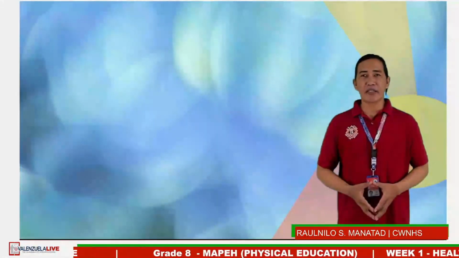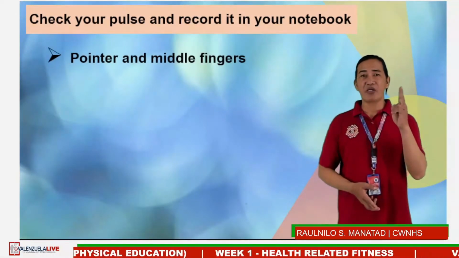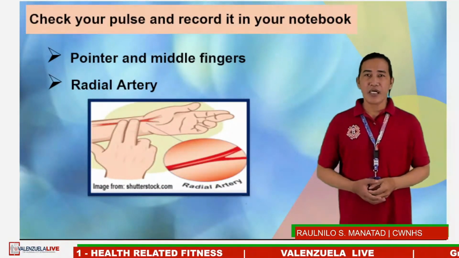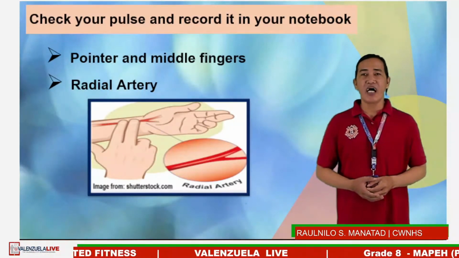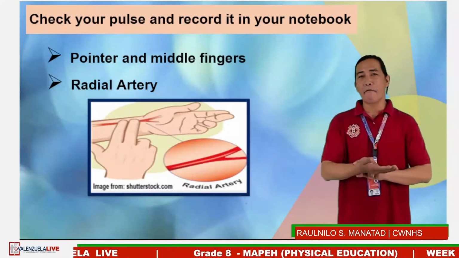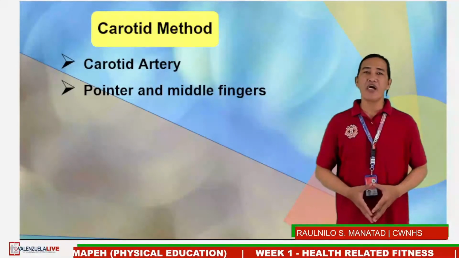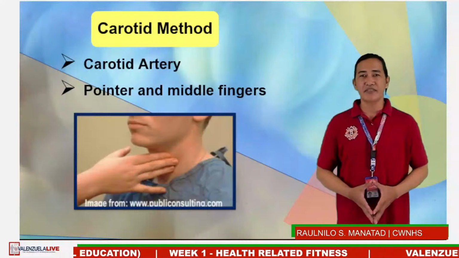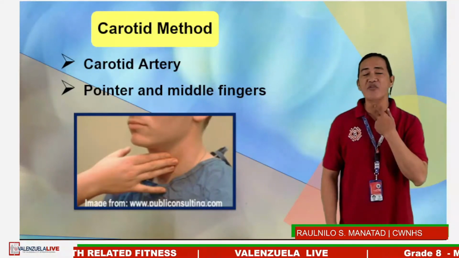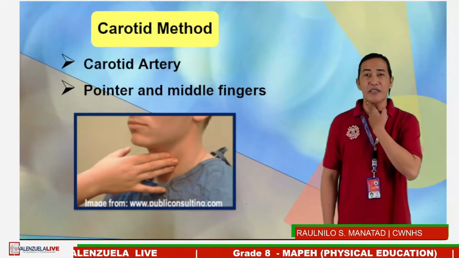Now, I want you to check and record your pulse rate in your notebook. Using your pointer and middle fingers, you can check your pulse on your radial artery. Place your fingers on the inside of your opposite wrist, just below the thumb. This is the radial method. In addition, the carotid method is another way of checking your pulse in your carotid artery. Again, place your pointer and middle fingers on your windpipe or your Adam's apple. Slide your fingers to each side to feel your heart beating.